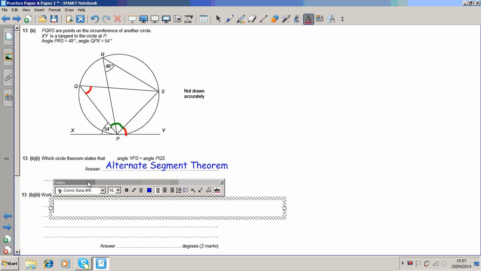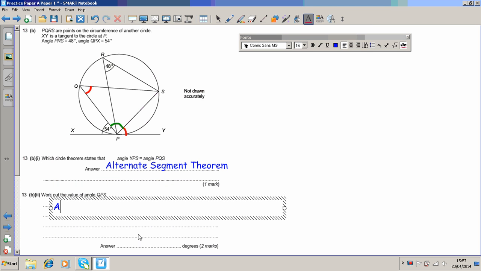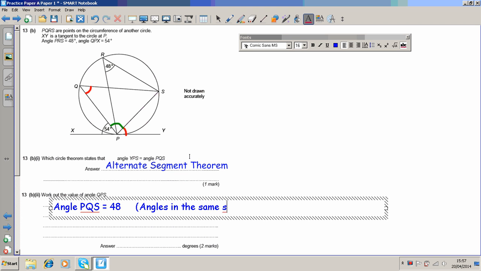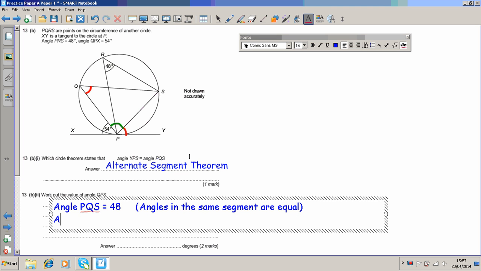Well, it's still a star question, so I'm still going to put some reasons here. Angle PQS equals 48. Now why does that equal 48? Same as we had before, it's the bow theorem, or because angles in the same segment are equal. So that's that. So angle YPS is the same as we looked at in part 1. That's the alternate segment theorem.